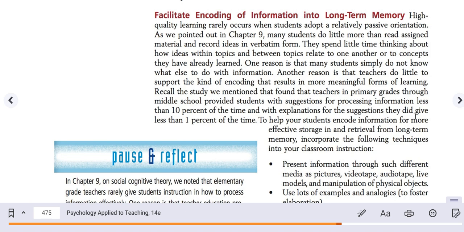Facilitate encoding of information into long-term memory. High-quality learning rarely occurs when students adopt a relatively passive orientation.